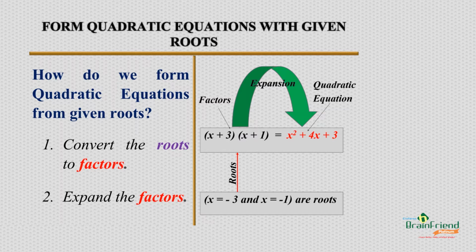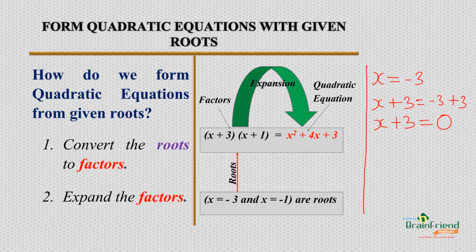To form quadratic equations from given roots, the first thing we need to do is to convert the roots to factors. Take for instance what we have in this diagram. Remember, previously we had that x is equal to -3, right? To make this equal to 0, what we just need to do is to say x plus 3 is equal to -3 plus 3. This is just like saying add 3 to both sides. When I do this, I'll have x plus 3 is equal to 0. This is what we have here.